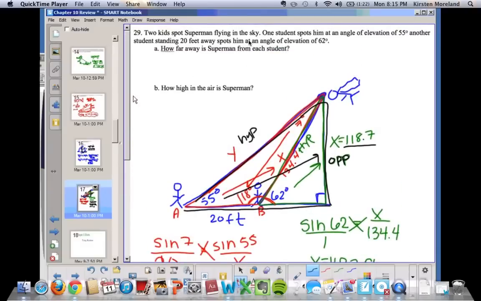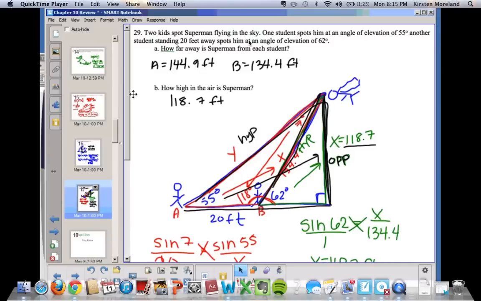So to recap this, I used linear pairs, a straight line, to get the angles, and then used the law of sines at first, and then just used right triangle trig to find the rest. So I found that hypotenuse, which is 134.4 from student B to Superman. Then I found the height Superman was in the air using right triangle trig, and I got 118.7, and student A I found last to be 144.9 feet away.